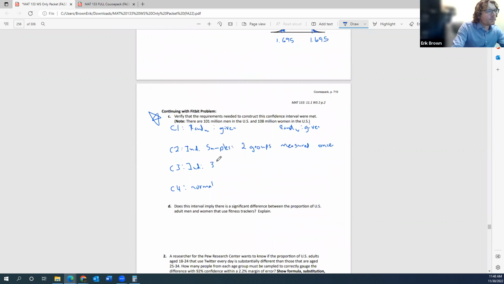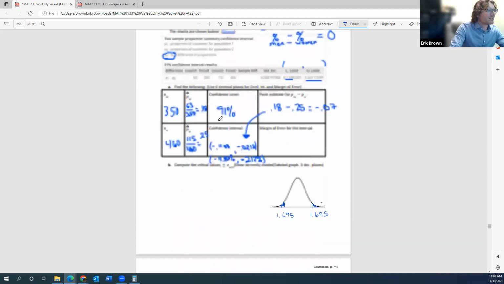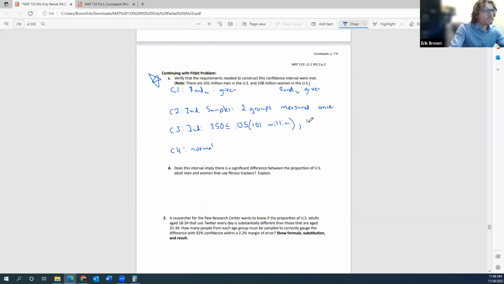So for the men, there were 350 men. We're showing that that's less than or equal to 0.05 times all men. Apparently there's 101 million. Check, that's good. Don't worry about calculating that. That's sample 1. Sample 2 is the 460, and that's 0.05 times the women. 108 million women. Check, that's good.